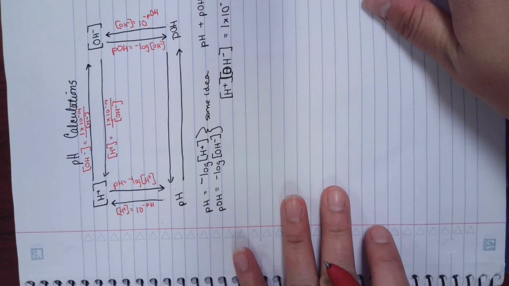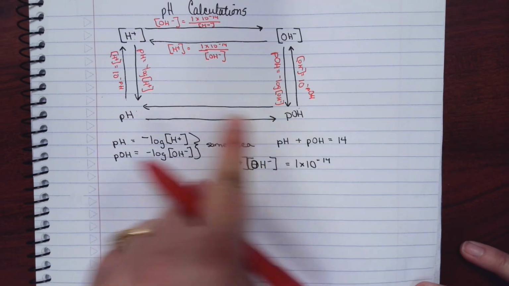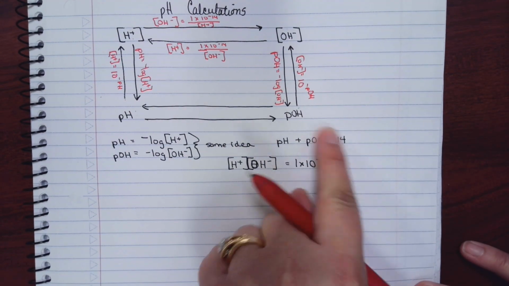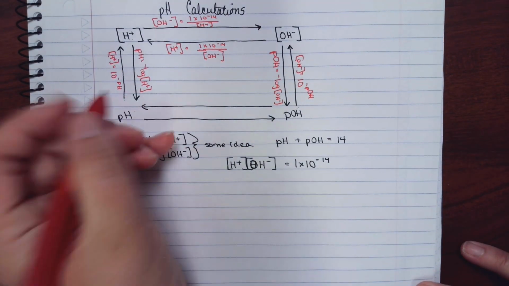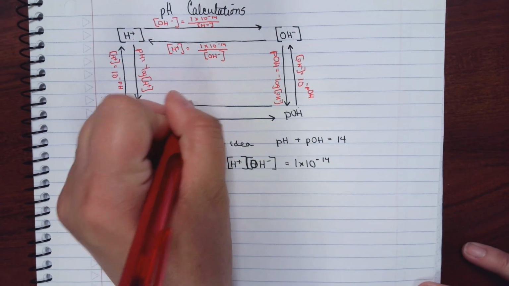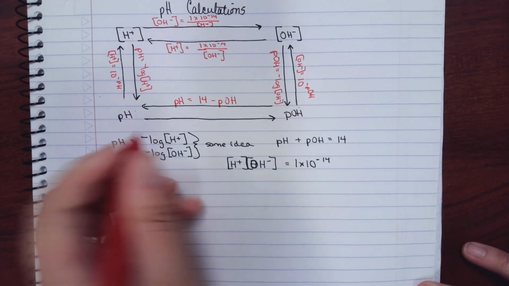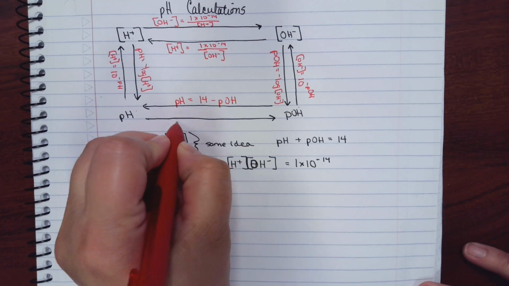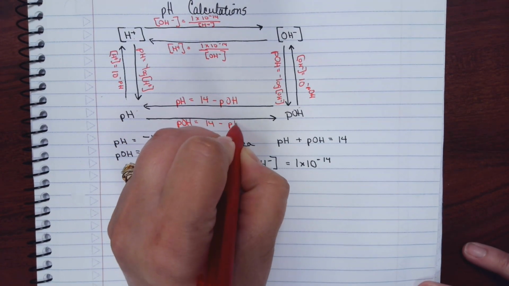Okay? And then this last field down here, going between pH and pOH, is this equation right here. So if I want to go from pOH to pH, the pH is going to be equal to 14 minus the pOH. The same is true going the other direction. The pOH is going to be equal to 14 minus the pH.